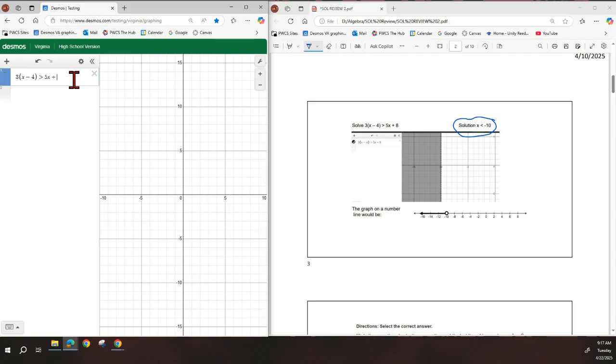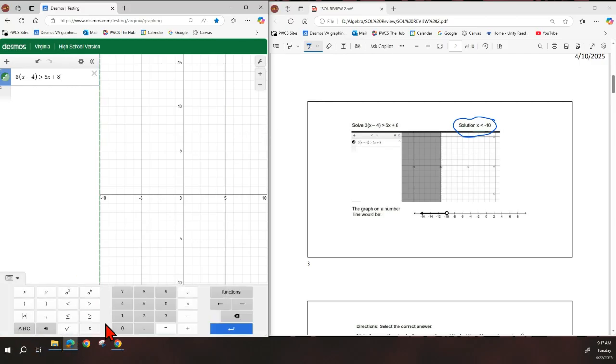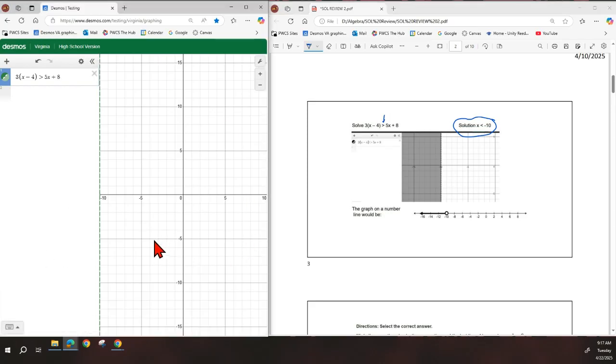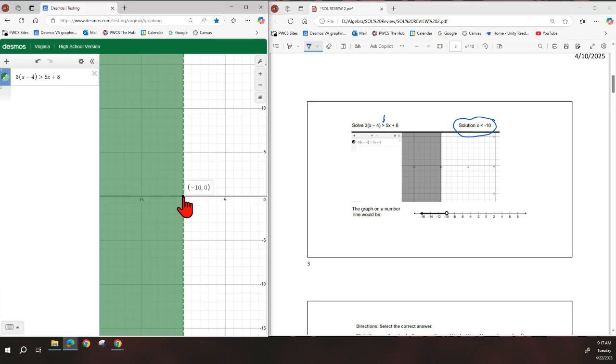And you can type the inequality symbols, or you can go find them down here. They're all right here. You don't have to know their names, less than or greater than, or less than or equal to, greater than or equal to. You just need to copy what you see. And then we're going to go find the solution again, which is that x-intercept, negative 10.